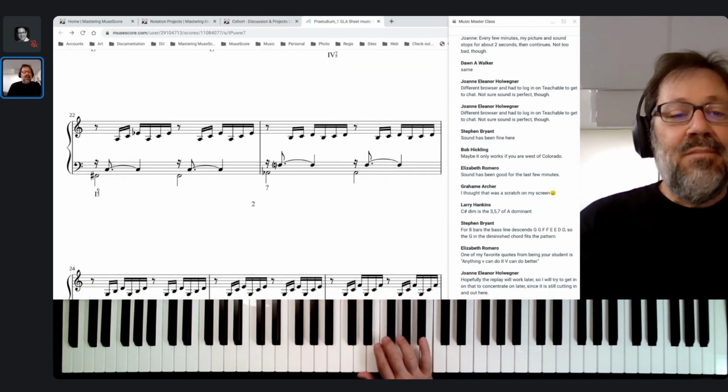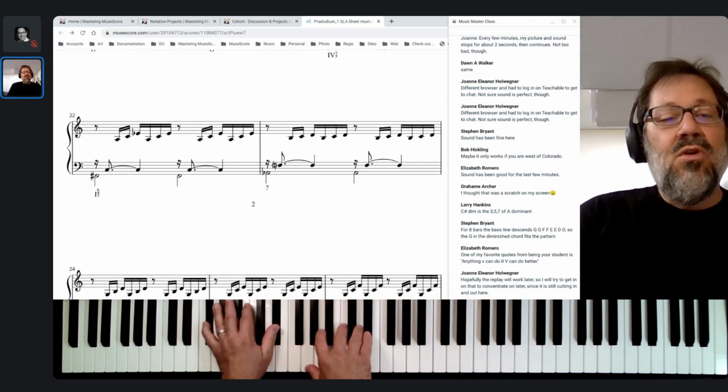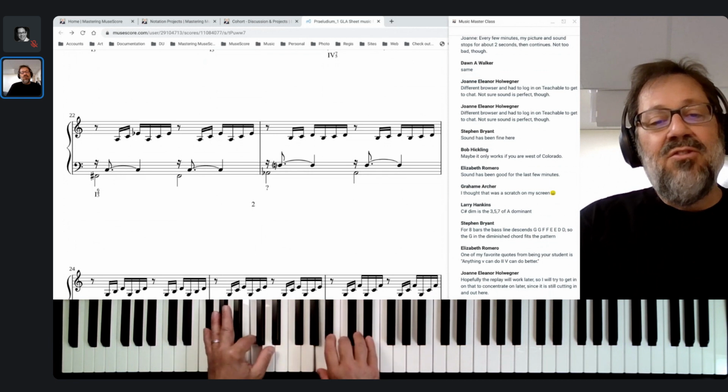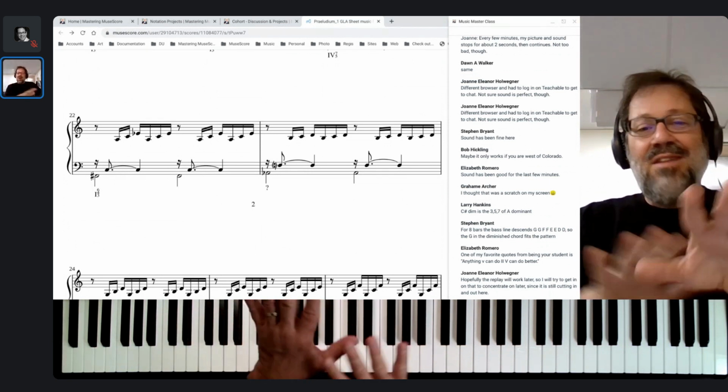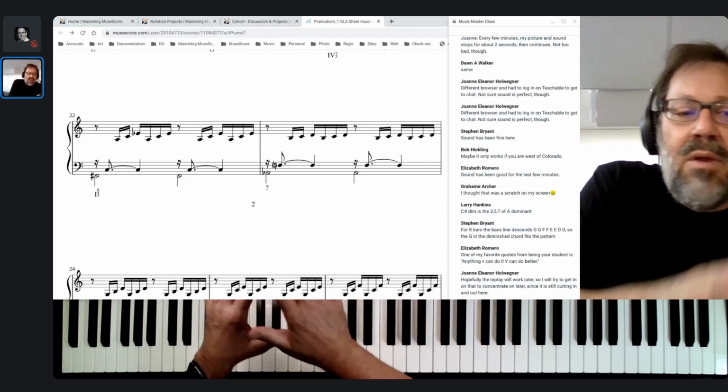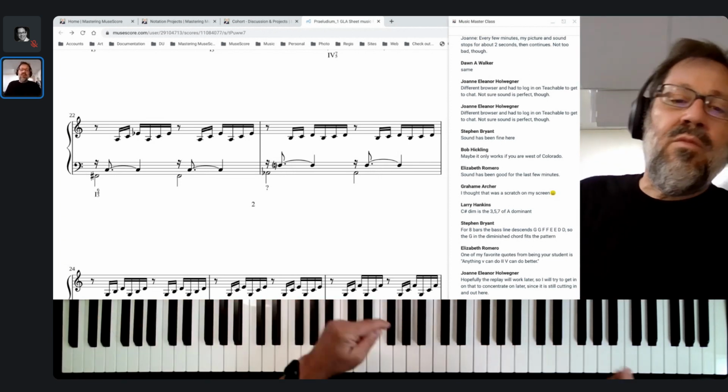And then we get some more of this diminished chord business. Now this diminished chord resolves to another diminished chord. That's Bach being Bach. That's not a common thing to have one diminished chord move immediately to another.